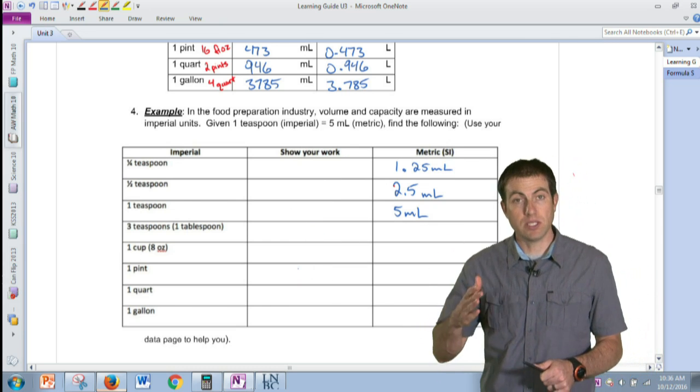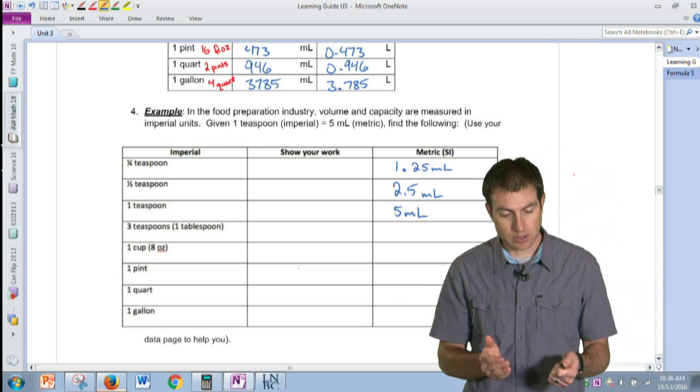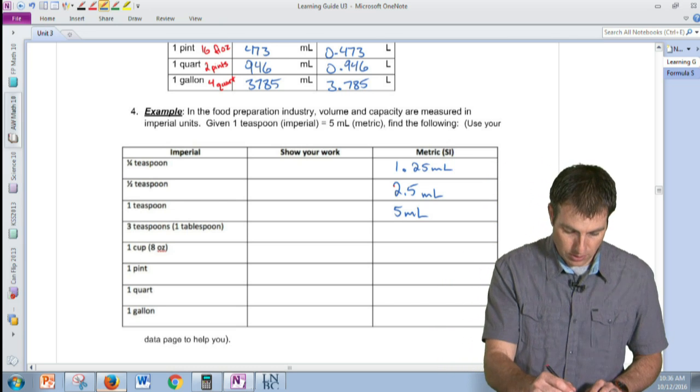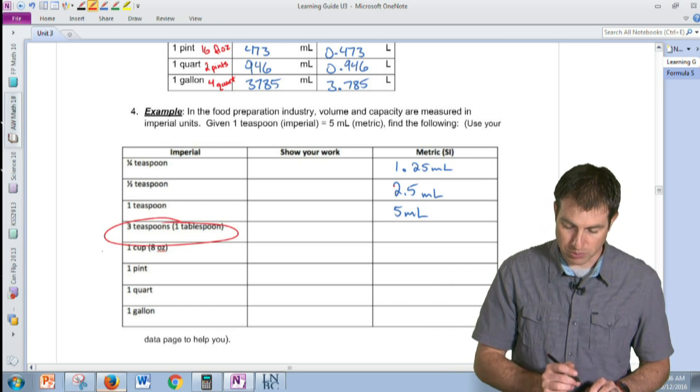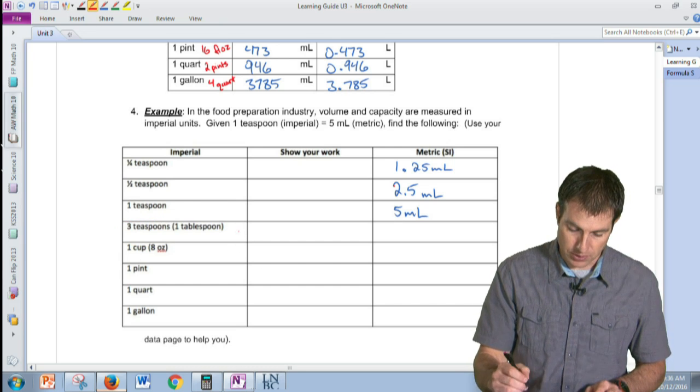Okay, so we have 1 teaspoon is 5 milliliters. And then we have a tablespoon. It tells us a tablespoon is 3 teaspoons. So that's just triple whatever a teaspoon was. And 1 teaspoon was 5, so 3 is going to be 15 milliliters.